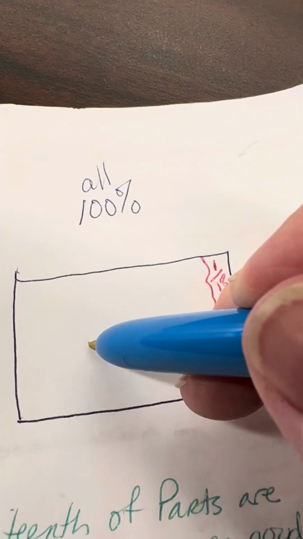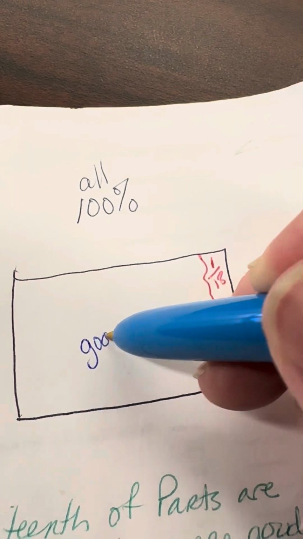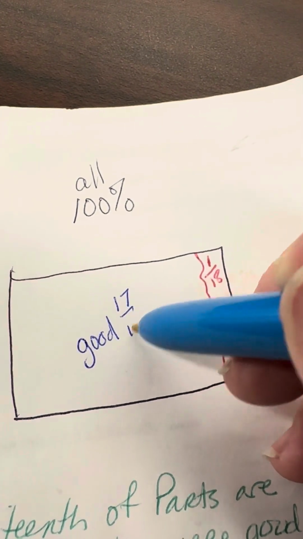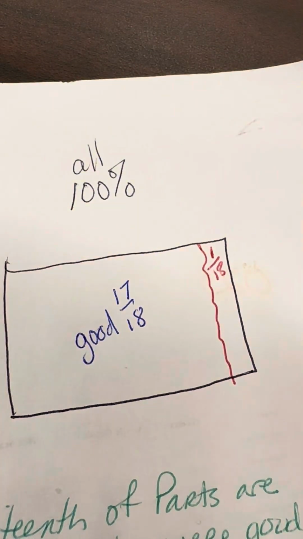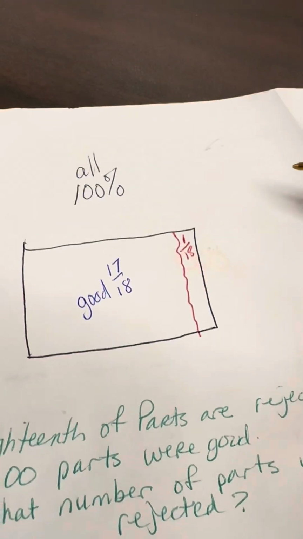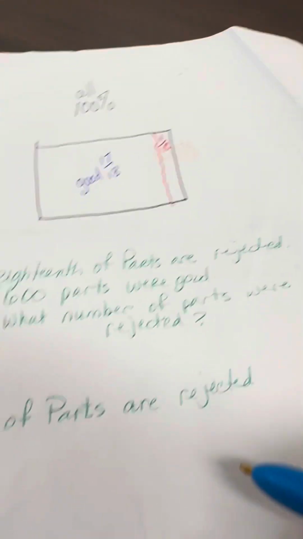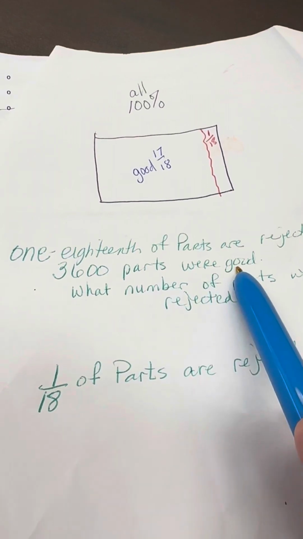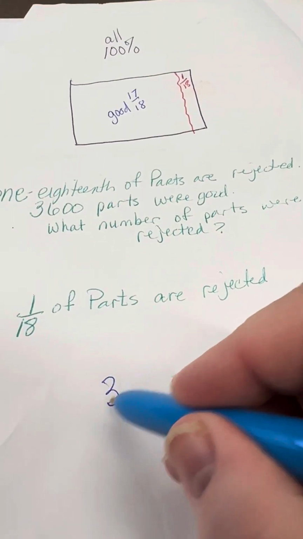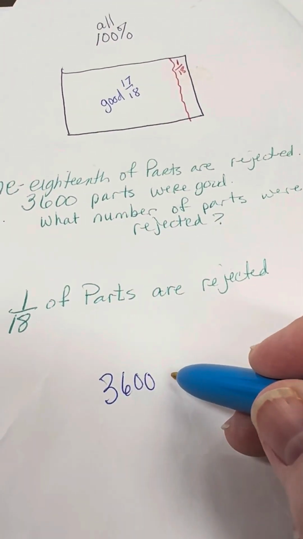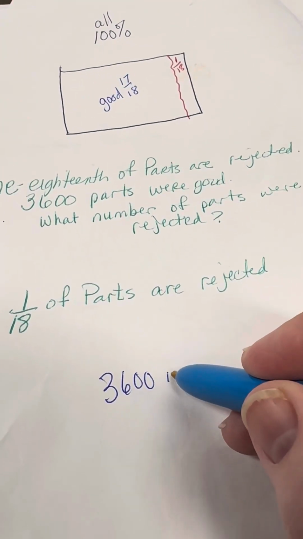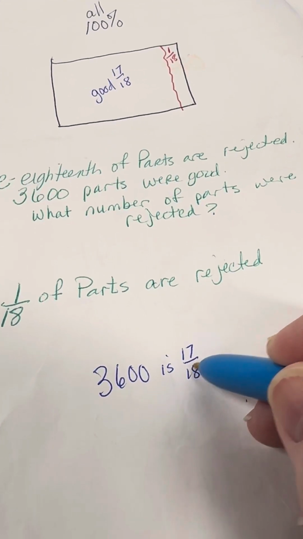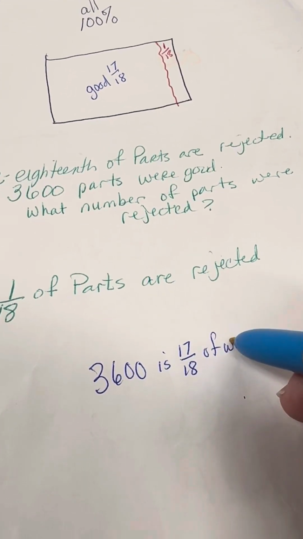Well, the accepted or the good is the other part out of 18. So the good in this case was 17 out of 18 were good. So then I'm saying, okay, down here, if we have 3,600 parts that were good, then 3,600 is 17 out of 18 parts of what number, of what total?